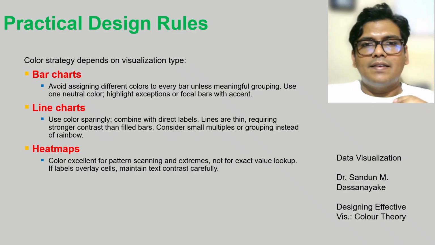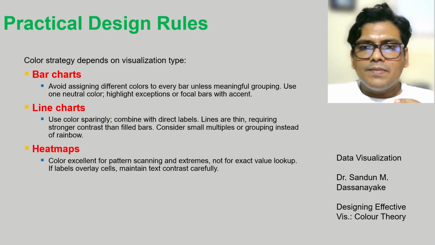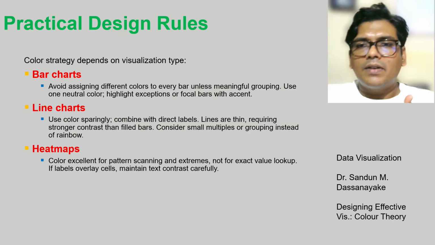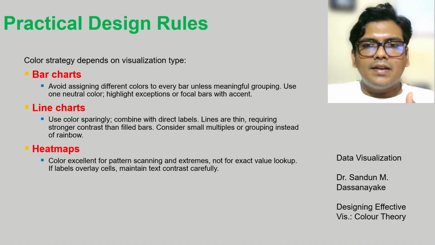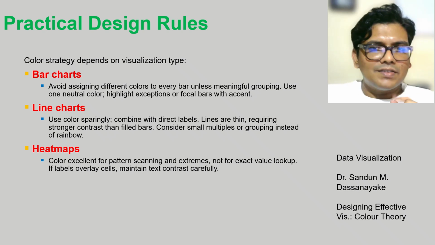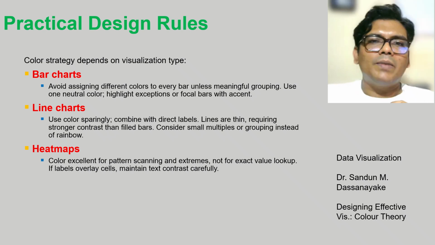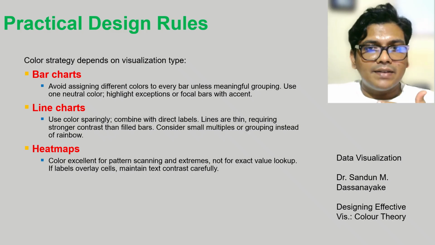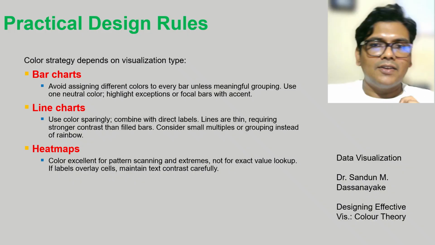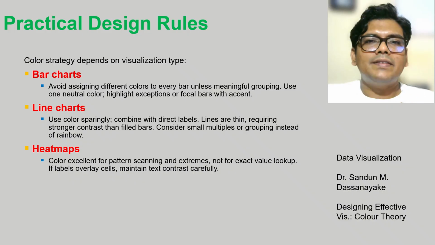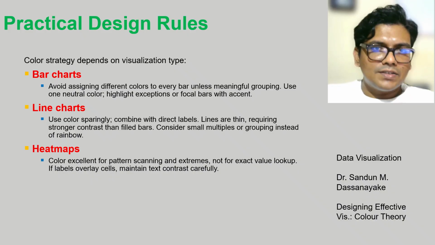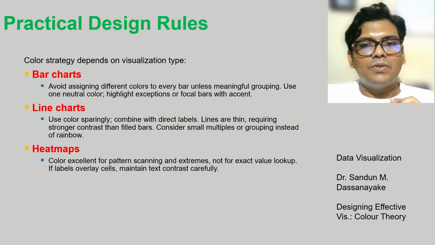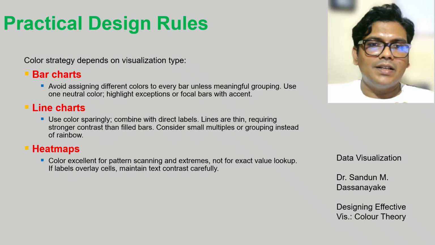Heat maps is where color genuinely earns its keep. It's excellent at surfacing patterns and extremes at a glance in a way that numbers alone can't. The catch is that readers struggle to extract precise values from color. They can see that something is darker, but not exactly how much darker. If precision matters, add text labels directly to the cells. And when you do, always check that those labels have enough contrast against whatever color sits behind them. It is an easy thing to overlook and a frustrating one to get wrong.